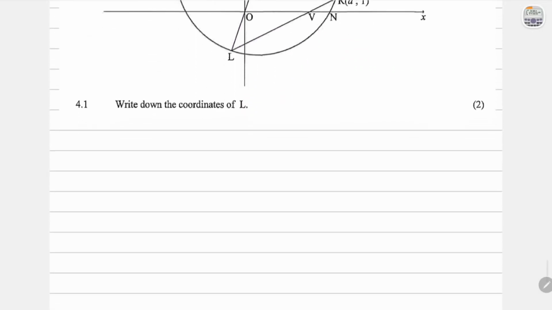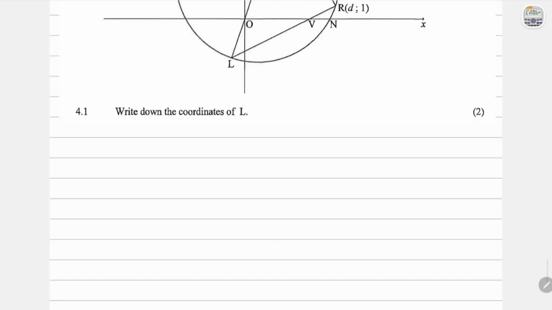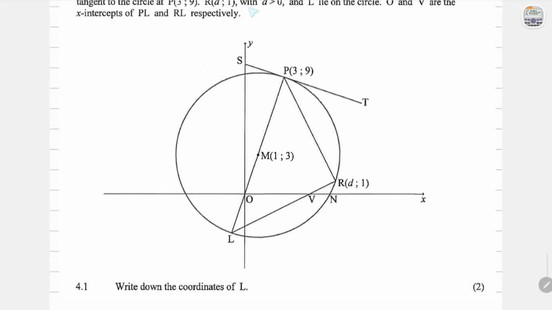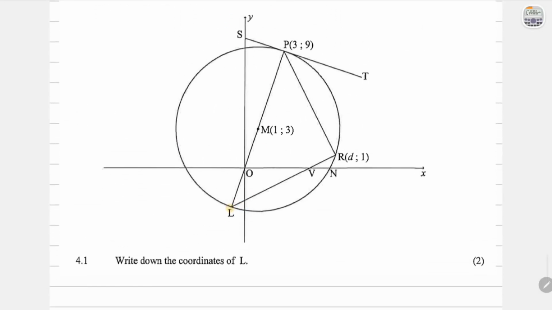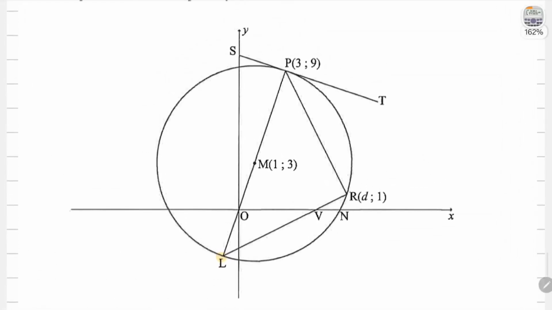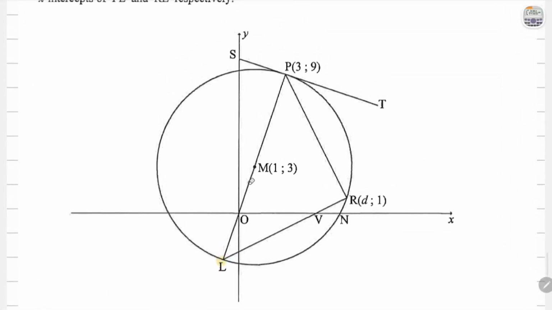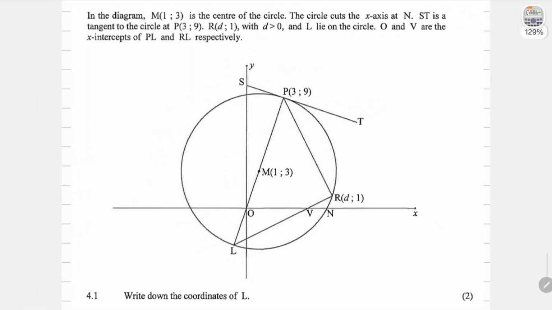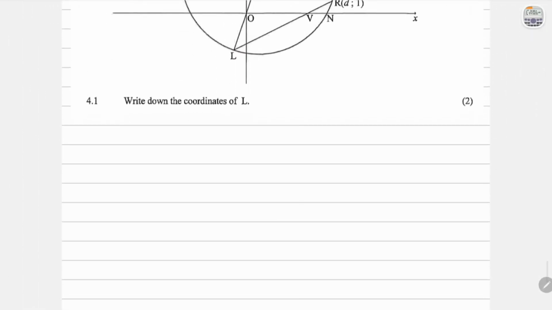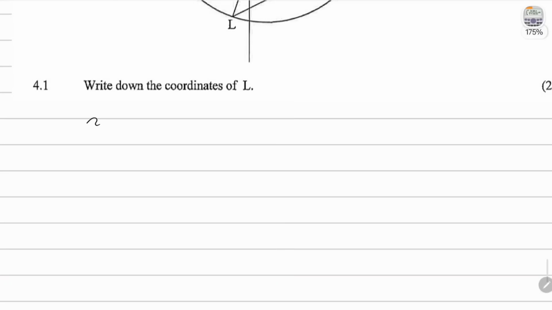And the first question is to write down the coordinates of L. So you can see where L is. L is on the circumference. And what do we know about this line that is connected to N? This is a diameter, and we have been given the center already. So we can use the midpoint formula to find this. So we are finding the midpoint of this line. And here's the formula to find the midpoint.